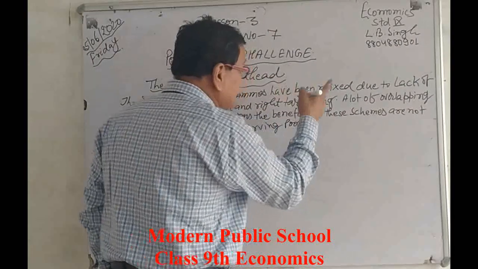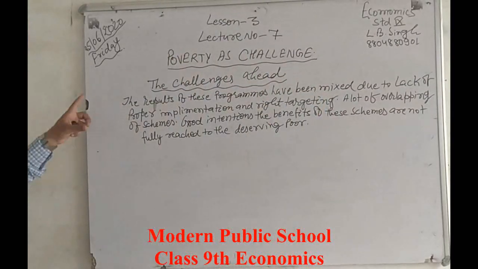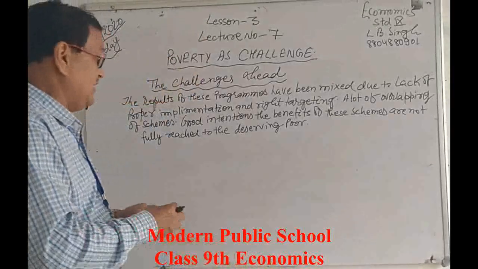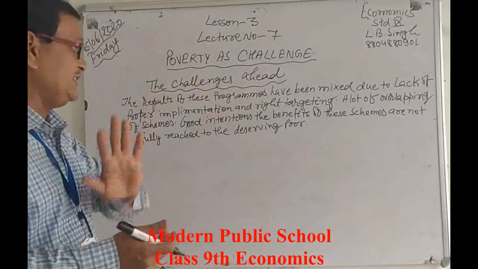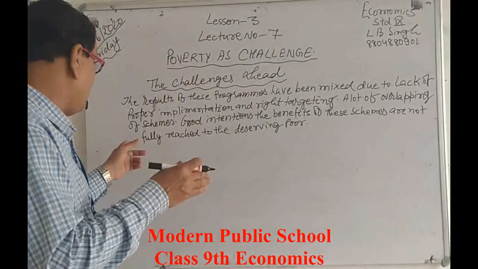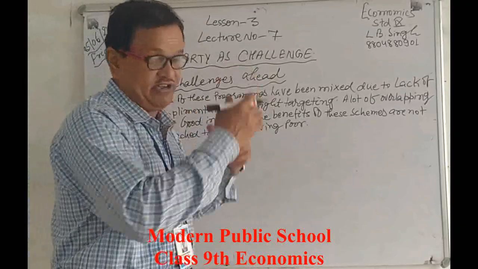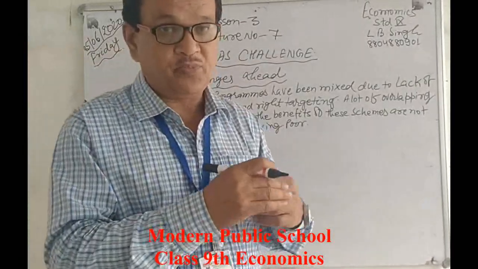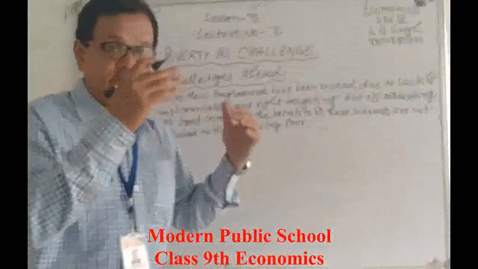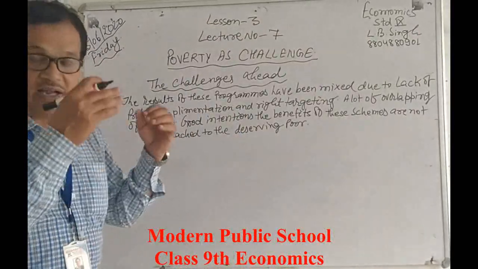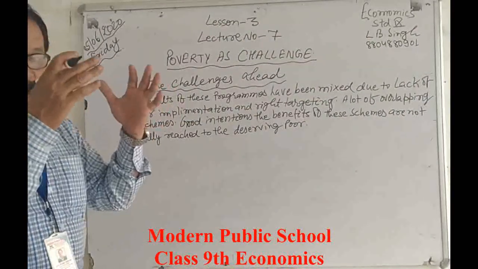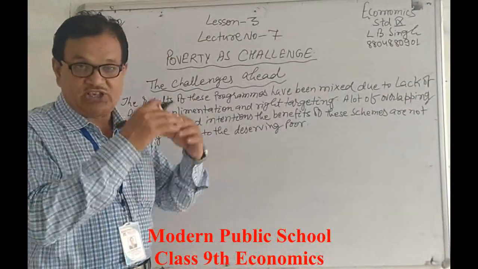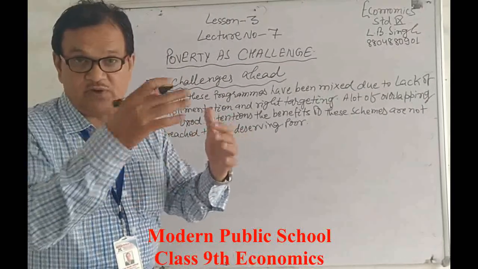Do you know this thing? This statement or conclusion is from the steps taken by the government to remove poverty. You can see I have written the results of these programs have been mixed due to lack of proper implementation and right targeting. Suppose the first program, Mahatma Gandhi National Rural Employment Guarantee Act, in 2005 had been started by the government to remove poverty. Under this there was 100 days work for the poor people.